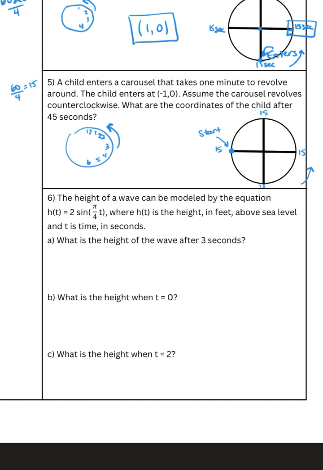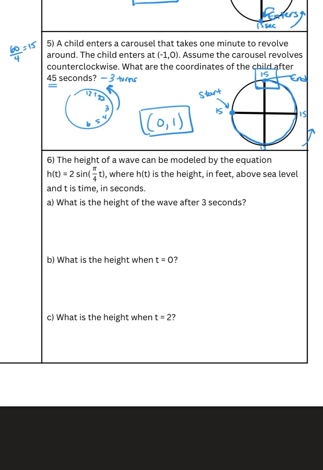What are the coordinates of the child after 45 seconds? That's 3 turns, or 3 little sections. So we go 1, 2, 3. So this is where we end up. So the coordinates here are 0, 1. So this is our end. And that's all you do for those.